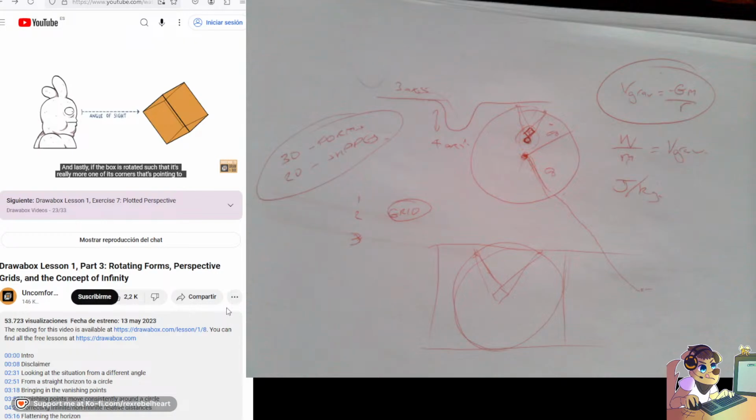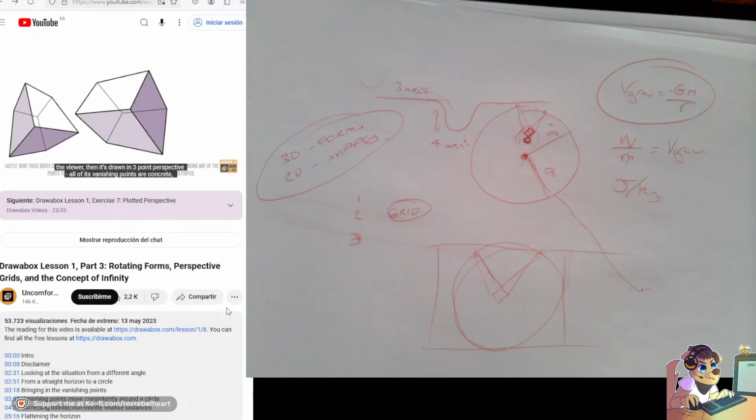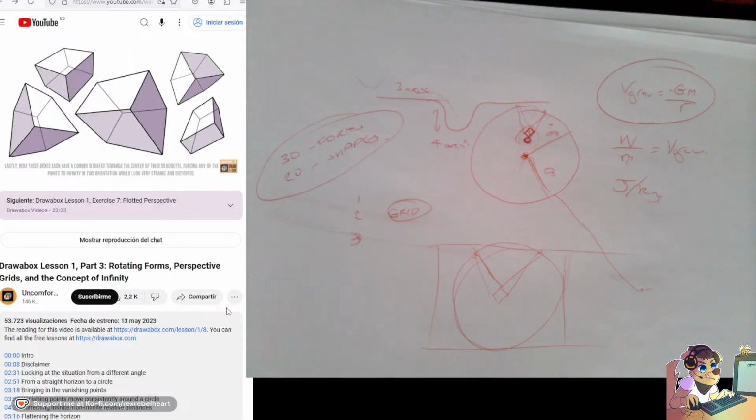And lastly, if the box is rotated such that it's really more one of its corners that's pointing at the viewer, then it's drawn in 3-point perspective. All of its vanishing points are concrete as opposed to infinite, and all of your sets of parallel edges will converge when drawn as lines on the page, rather than remaining parallel in 2D space as well.